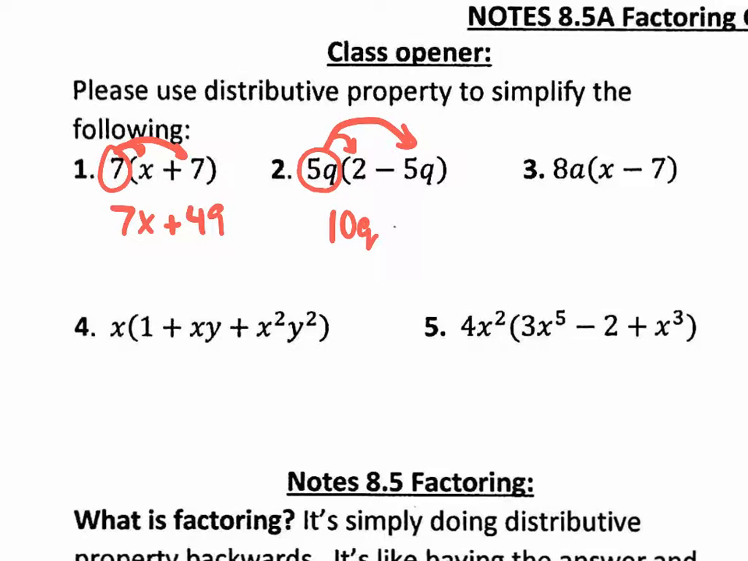5q times negative 5q, you end up with negative 25q. And that's it. Actually, it is squared. Sorry about that. So once again, 5q times negative 5q, you go 5 times negative 5, that's negative 25, and then the q times q, that's q squared. Are you with me? Okay, so this is all easy stuff that we've learned in the past.